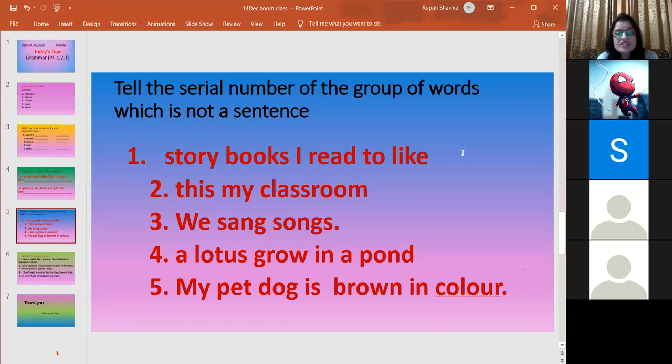Now second is: this my classroom. I think this is also not a sentence because this is only a group of words, not making any sense. All the parts of a sentence are not there. So it's not serving the purpose. Now third one: we sang songs. It's a sentence.